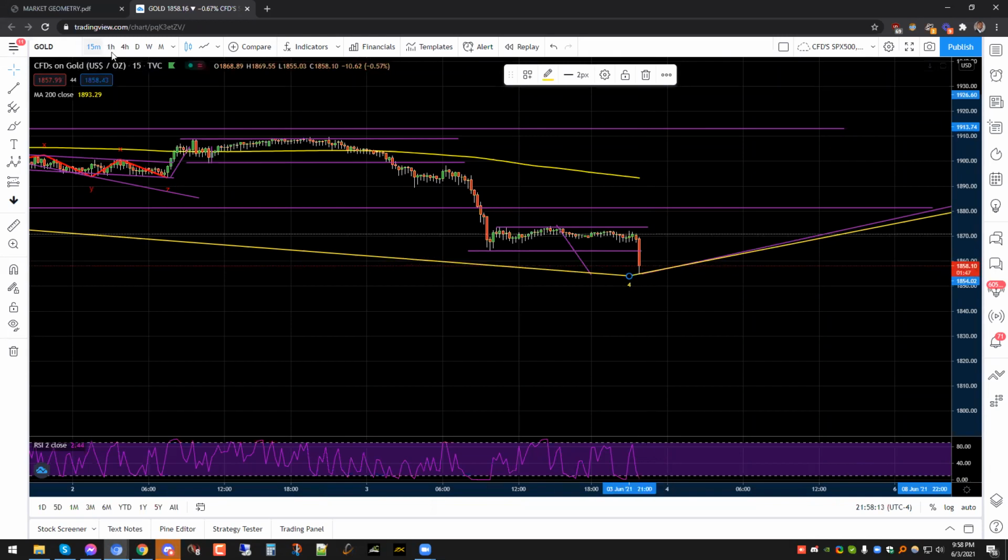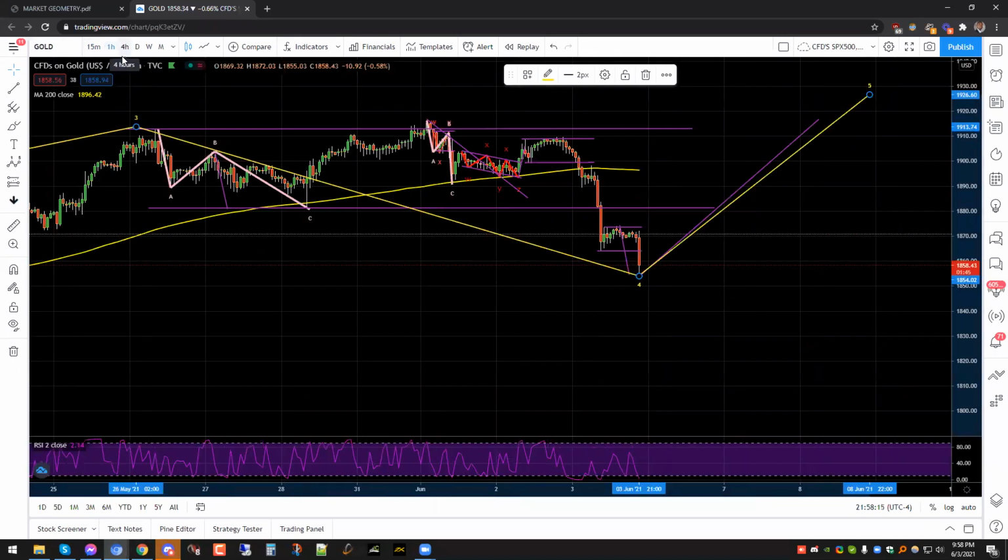All right. But typically we like trading on the 1 hour time frame and up. So we're looking for a 1 hour signal to go long.